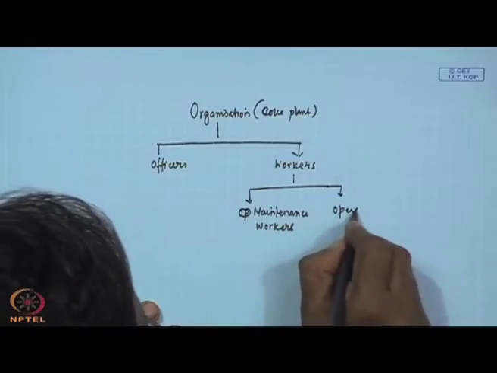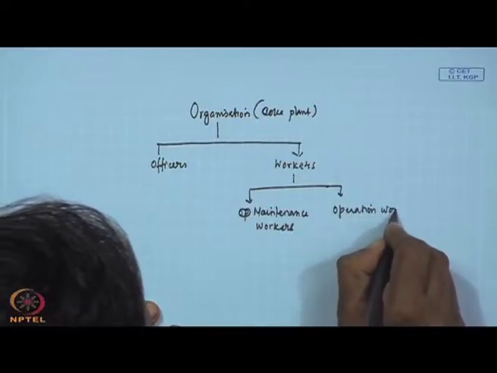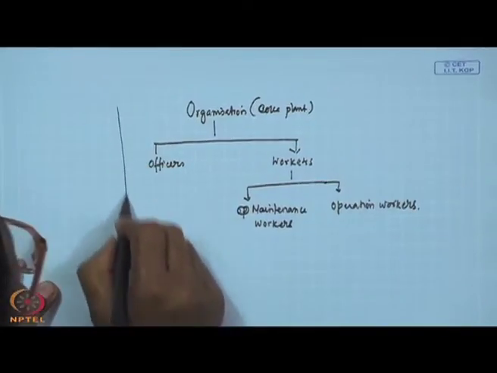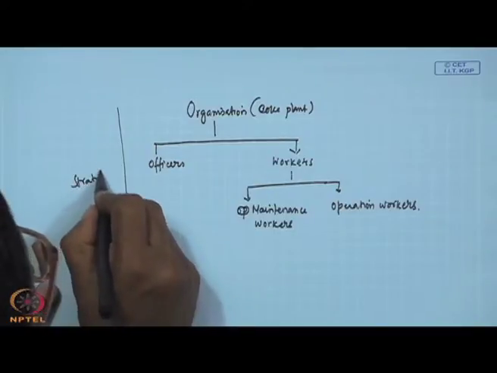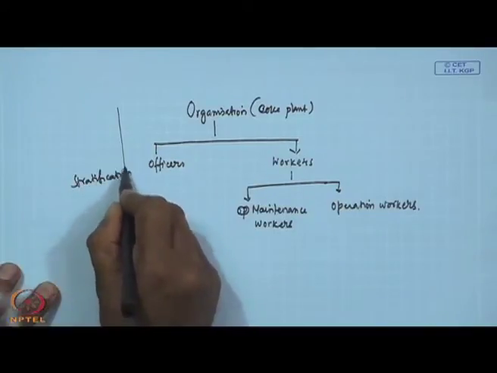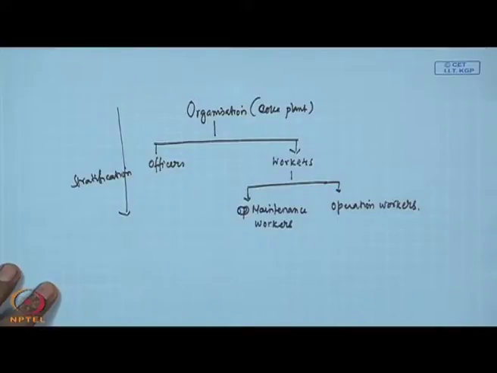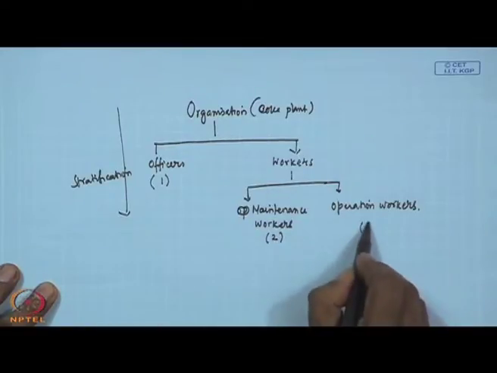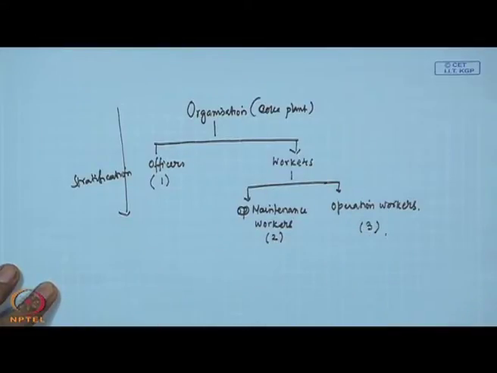Then operations workers. So, this is our stratification. Correct. Now, what sampling have we used here? It is basically stratified randomized sampling. What have we done? We have taken officers as population 1, maintenance workers as population 2, and operation workers as population 3.